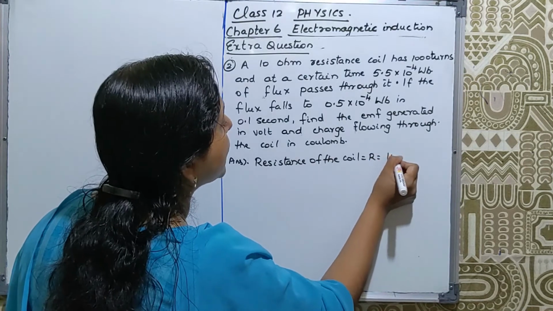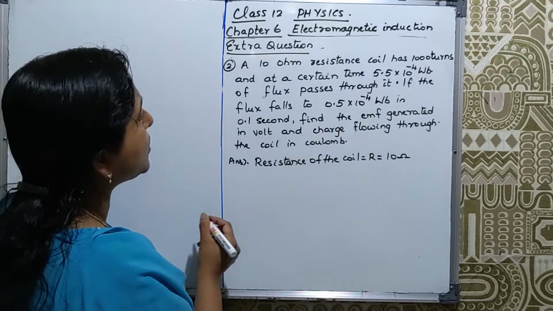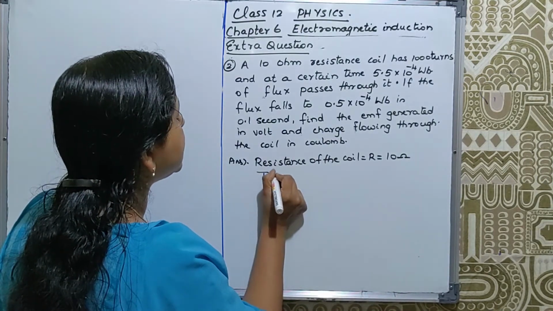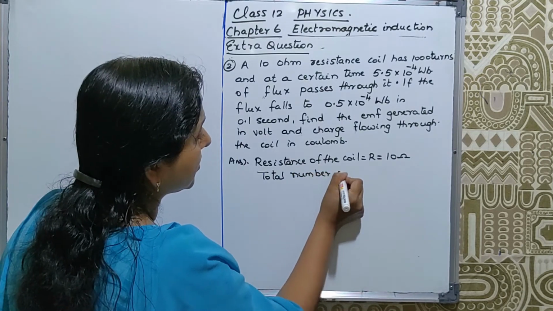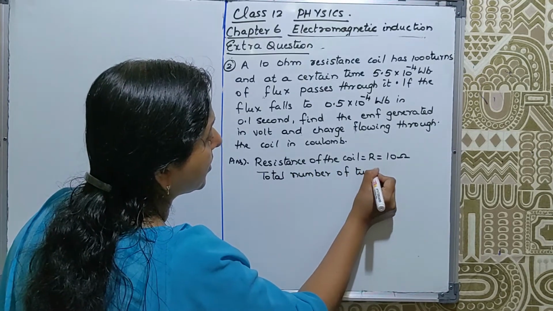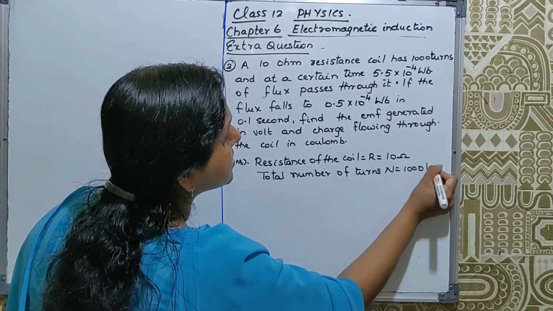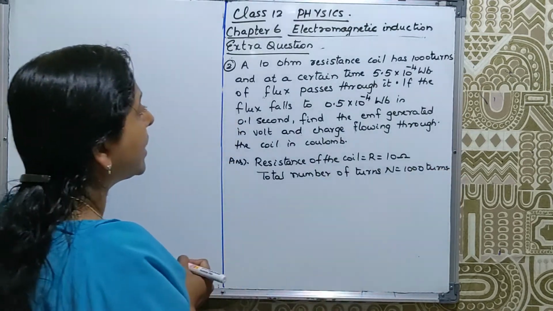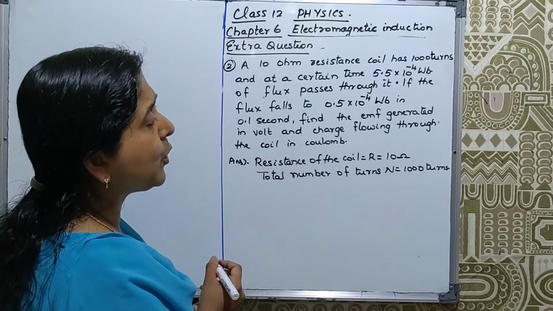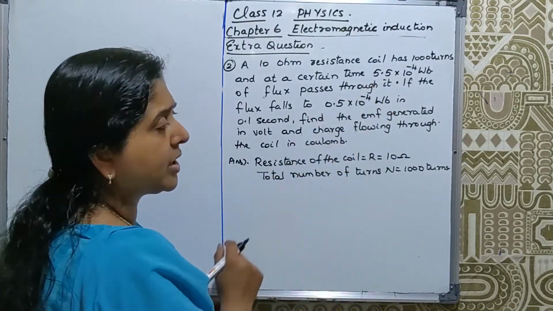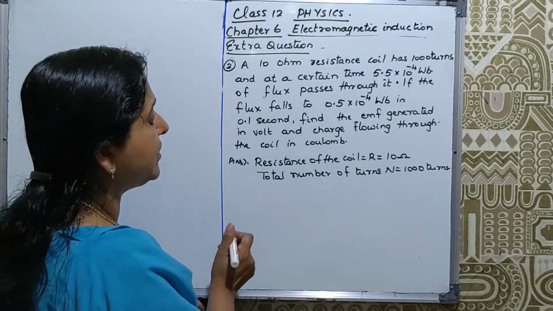R equal to 10 ohm. Has 1000 turns. Total number of turns they gave. Total number of turns, it is capital N equal to 1000 turns. Now, at a certain time, 5.5 into 10 raised to minus 4 Weber, that many magnetic lines will be the magnetic flux linked with the circuit.